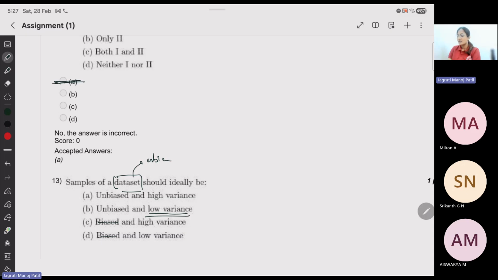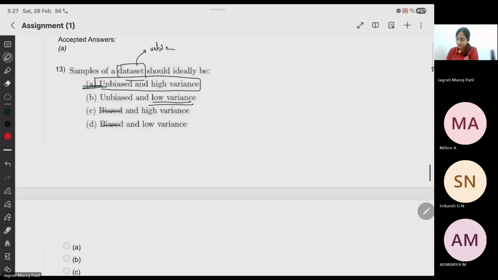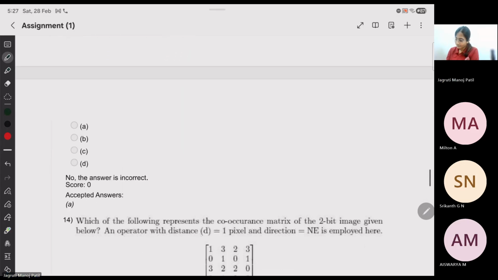Low variance does not essentially mean lower standard deviation, so it would be wrong to consider that. But you always say that it should be unbiased and of higher variance. Okay, so that's answer A.